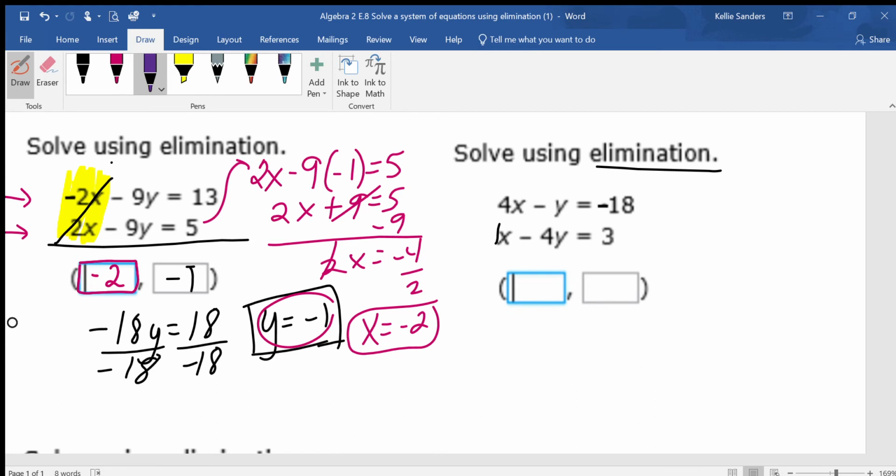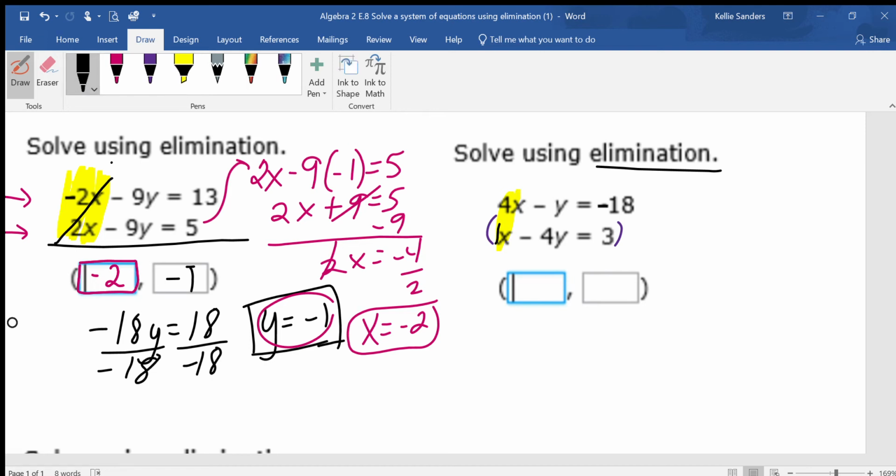So basically you choose. Do we want to get rid of the x's or do we want to get rid of the y's? And it's not a set rule. There's nothing to say, okay, I'm always going to get rid of the x's or I'm always going to get rid of the y's. You just kind of have to look at your numbers that are with the x's and the y's. So let's just get rid of the x's again, basically because I don't want to deal with that negative 1.